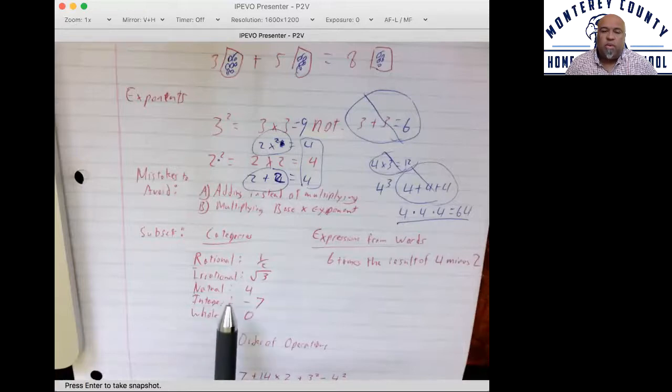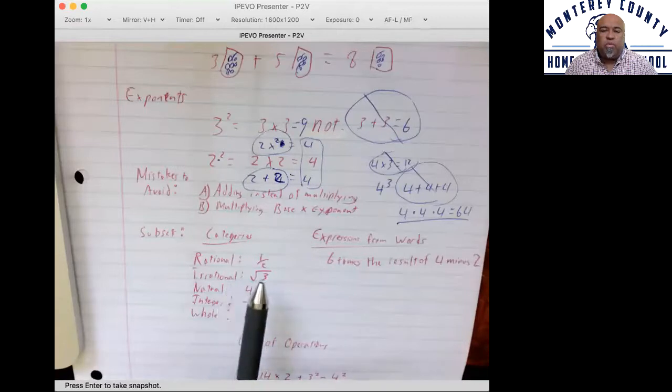An integer can be positive or negative, so a positive integer, like +7, would not be the best representation of an integer. You'd want to represent it with a negative one. A natural number is just a regular counting number. I use the simple one, 4, because it's a number that we use a lot. An irrational number would be radical 3.